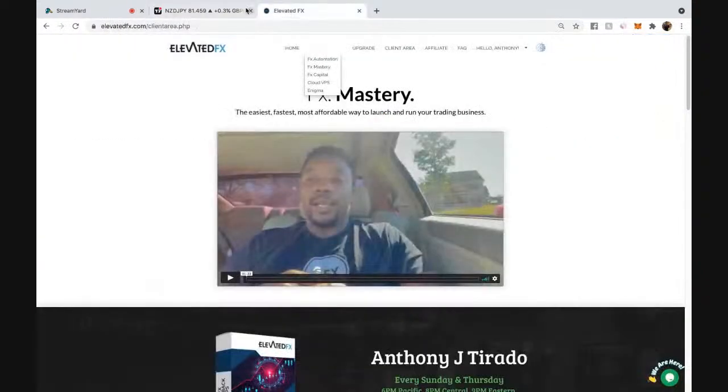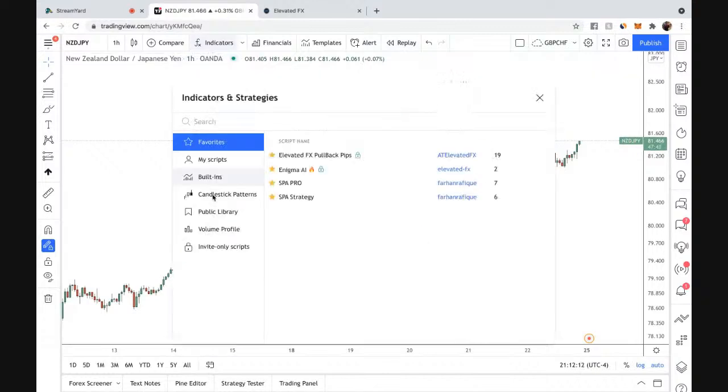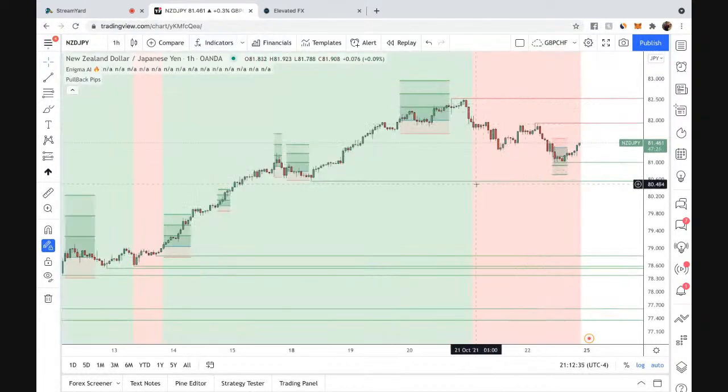So inside our Elevated back office, we have already asked access for Pullback Pips and Enigma, right? So if you go into your invite only section, there's a training on this. All you have to do is click indicators, invite only. You'll be able to have access to your Enigma AI and your Elevated FX Pullback Pips. Simple. All you have to do is simply click on them and it's going to add them into your chart.